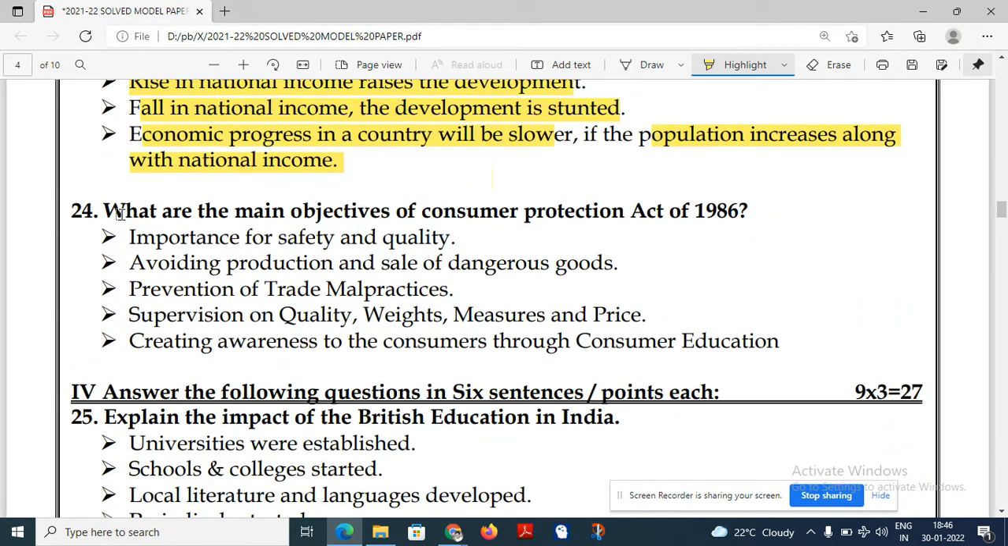Next one is what are the main objectives of Consumer Protection Act 1986, from the last lesson, Consumer Protection. So what objectives do we have to write? Main objectives are safety and quality. Main importance is given to safety and quality of the goods and the safety of the consumers. Sale of dangerous goods is avoided, and trade malpractices and smuggling are prevented. Very strict supervision of quality, weight, measures, and price of the goods, and creating awareness among consumers through consumer education. All these are the main objectives of the Consumer Protection Act 1986.